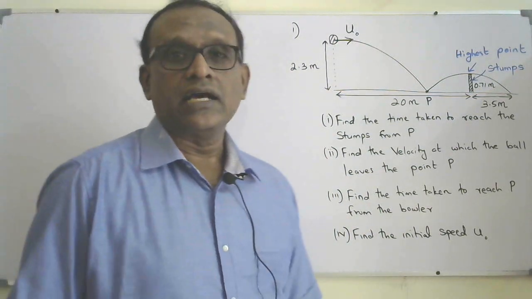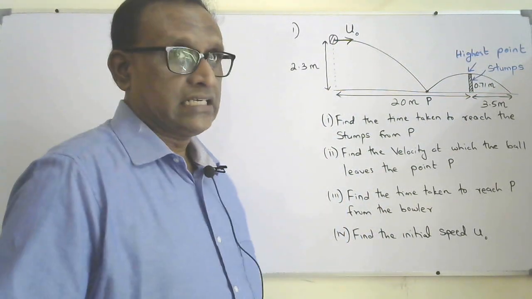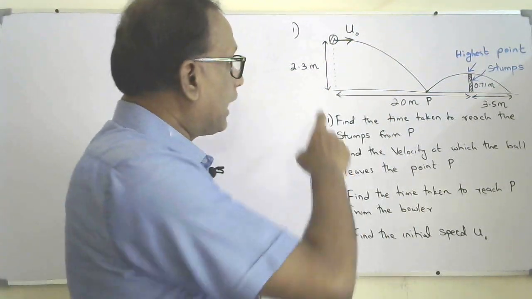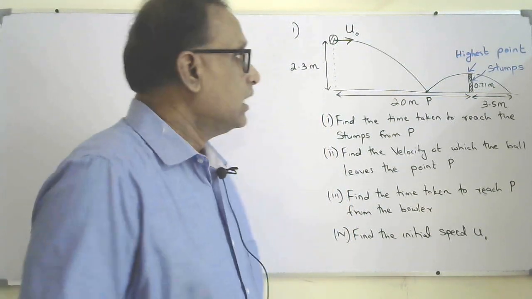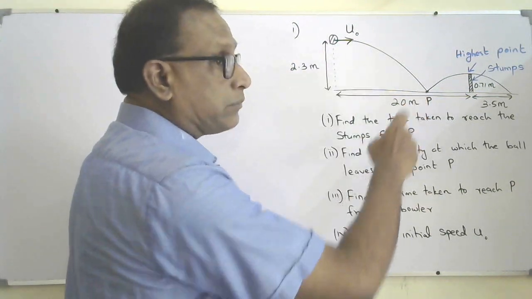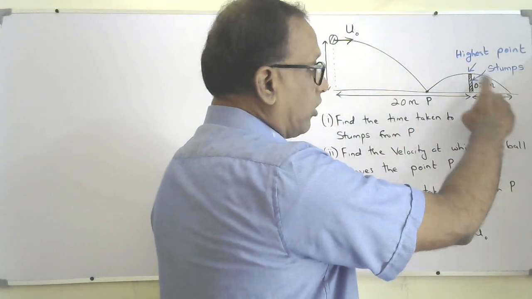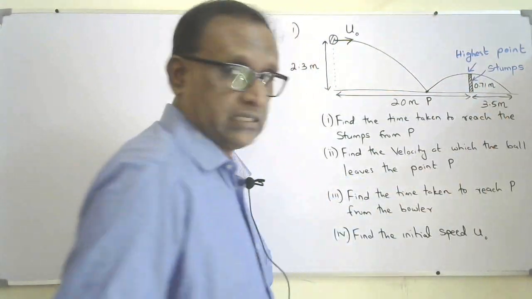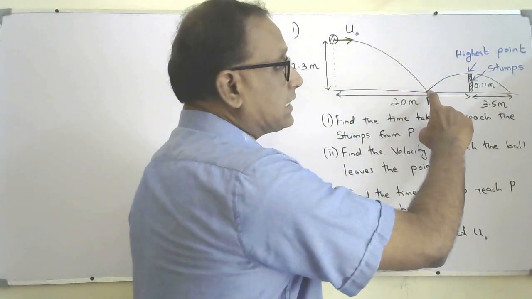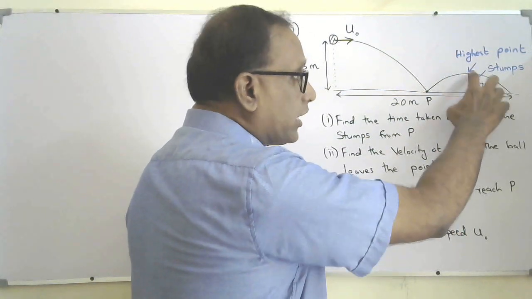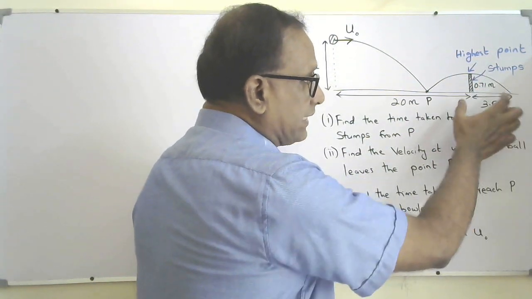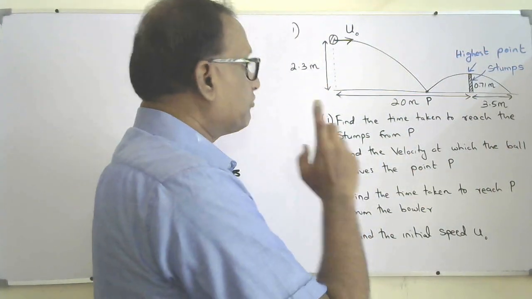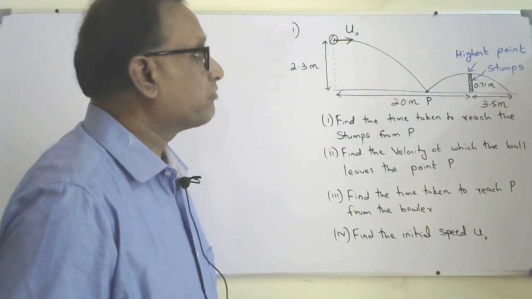First question in this second lesson. This is about cricket. A bowler throws a ball horizontally at a velocity u0 from a height of 2.3 meters above the ground. The ball moves and hits the ground at point P, and then it bounces off and just passes over the stumps horizontally. That's the way the question says. The ball is just passing over the stumps horizontally and hits the ground at a distance of 3.5 meters from the stumps. So the first part, find the time taken to reach the stumps from P.